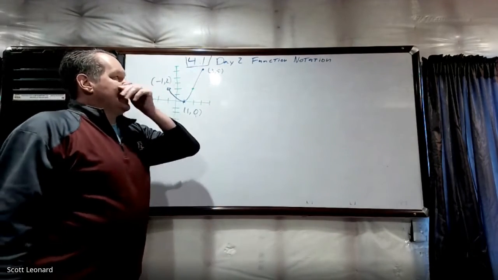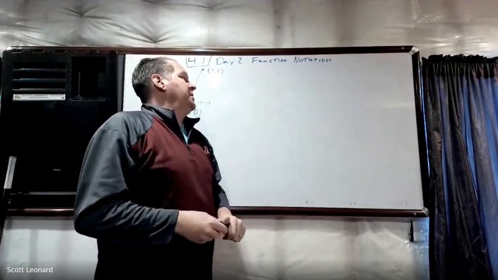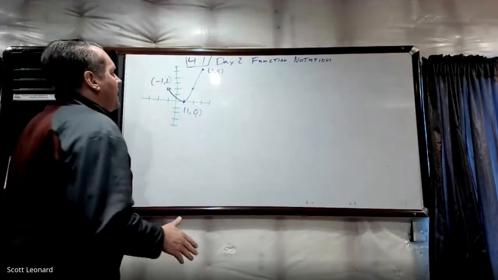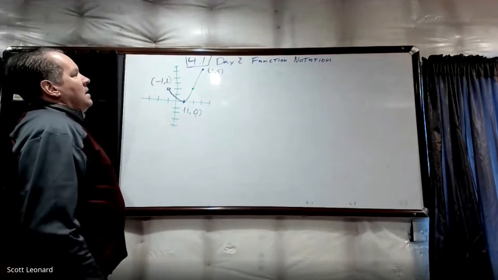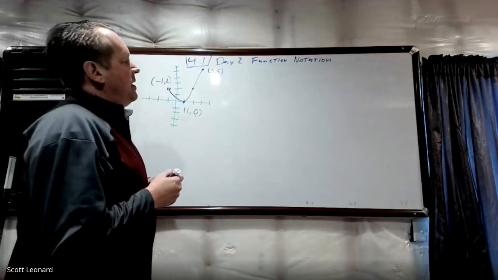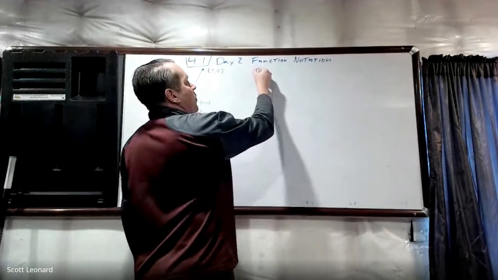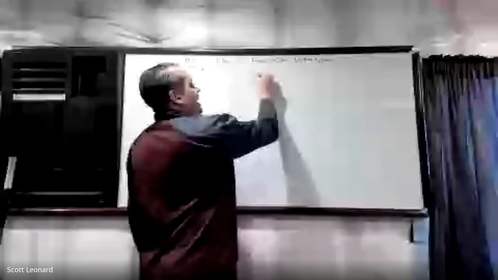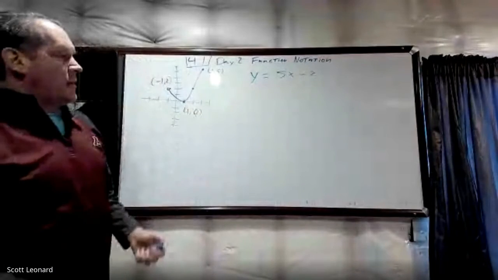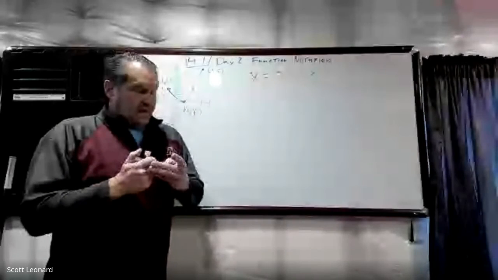Day 2 is labeled function notation. I'm going to leave this graph up here for a little bit. We're used to writing y equals 5x minus 2. If I graph this, I would get a line. This is known as an equation.